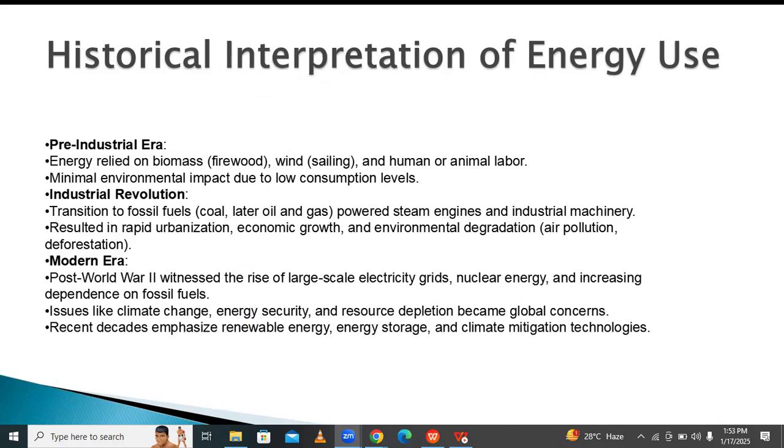The industrial revolution means huge industries came into being. The modern era is post World War II, when large-scale electricity grids were formed. So these are the three important concepts under the historical interpretation of energy use.